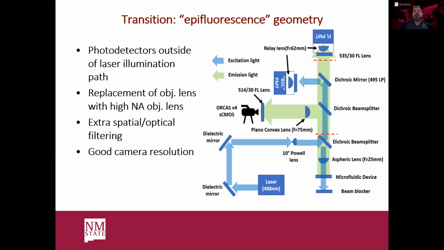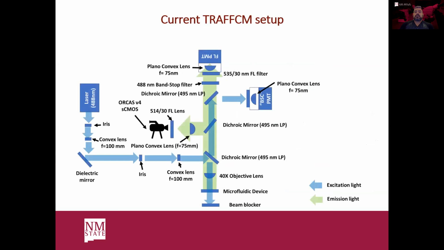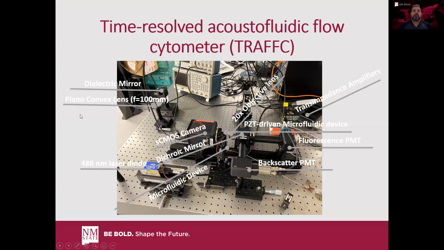We also replaced all of our objective lenses with higher numerical aperture lenses and included some extra spatial filtering, and that actually improved the image quality from our CMOS camera. We were also able to see some fluorescent signal via the PMTs in the system. So that's the current setup that we have right now. The laser setup changed a little bit, and I'm going to show you that now.